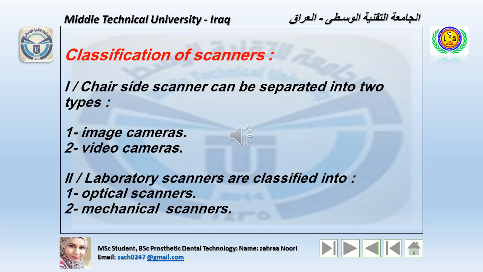Okay, now in this slide we have a classification of scanners. Scanners are classified into two types: chair-side scanners and laboratory scanners. Chair-side scanners, the intraoral cameras, are optical scanners and can be separated into two types: image cameras and video cameras.